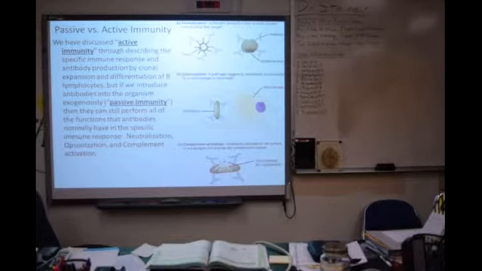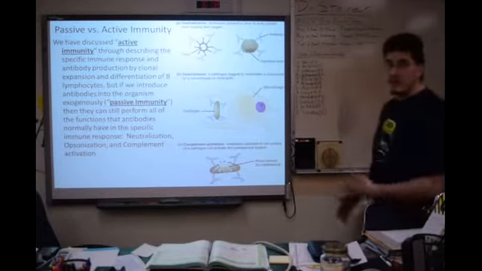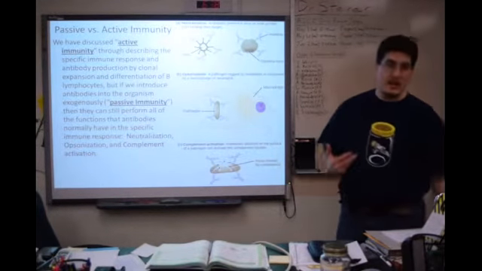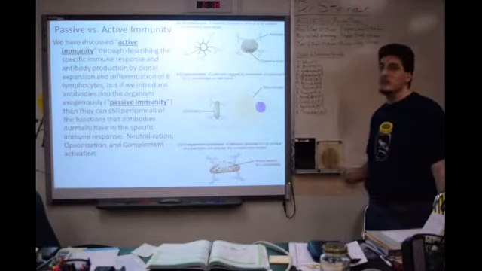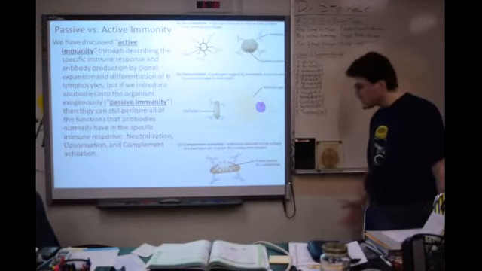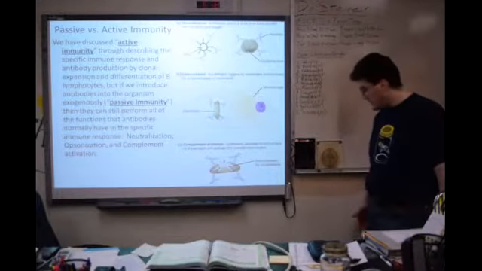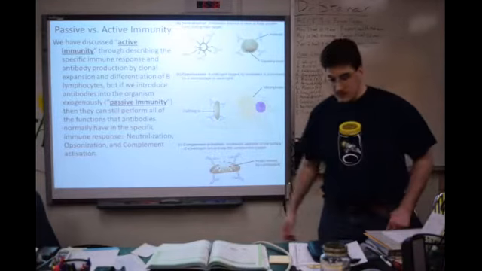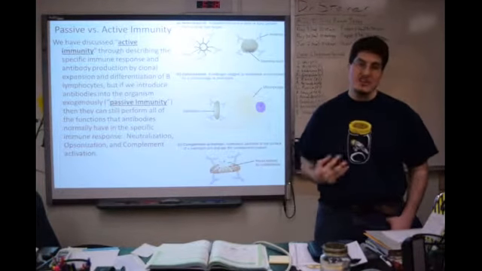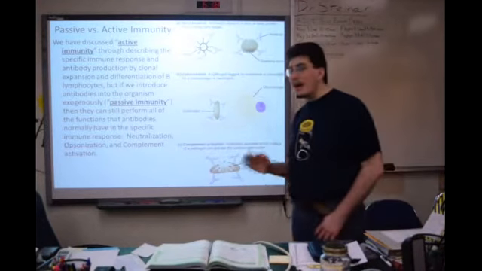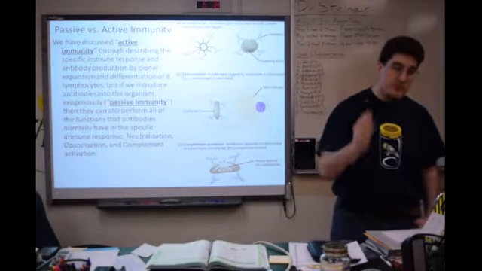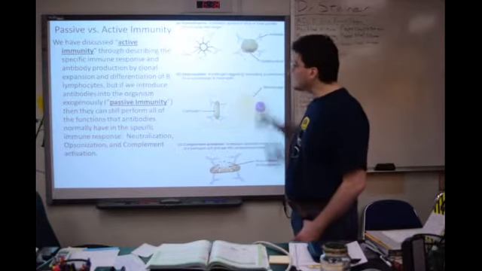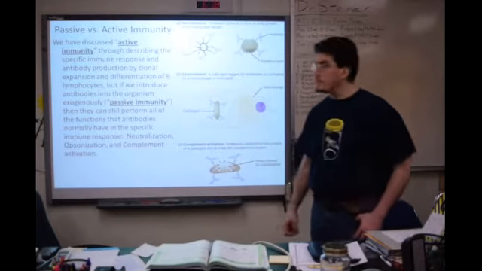Passive immunity is also antibody mediated, but you didn't create those antibodies in your own cells. The plasma cells in your immune system are not responsible for those circulating antibodies. But antibodies perform three functions, and it doesn't matter where they came from, they are still performing those functions. And those functions are neutralization, opsonization, and complement activation.